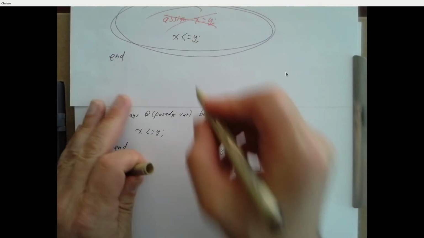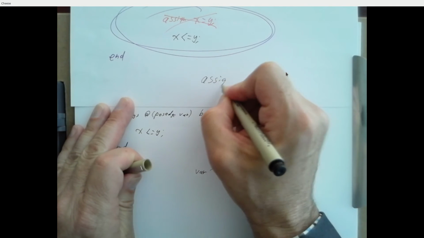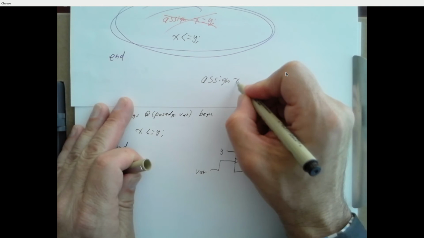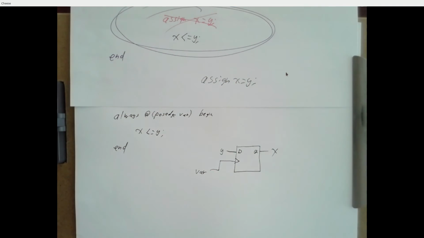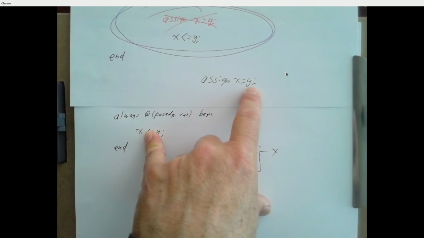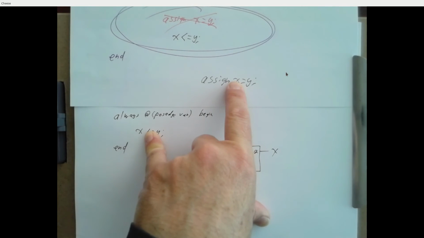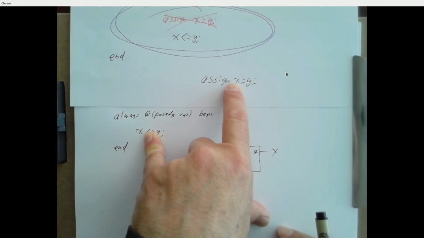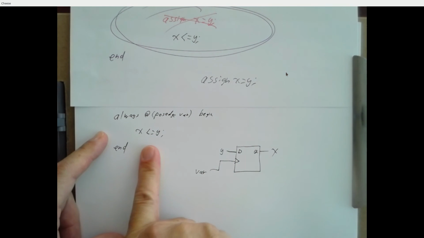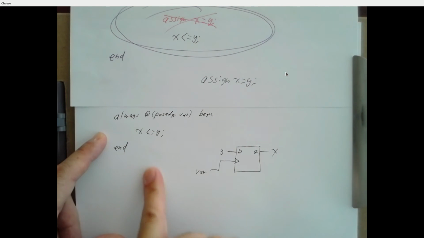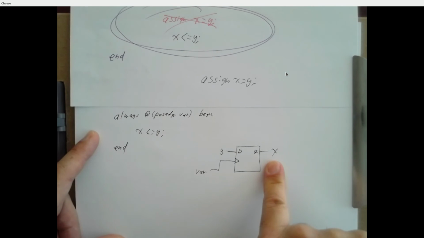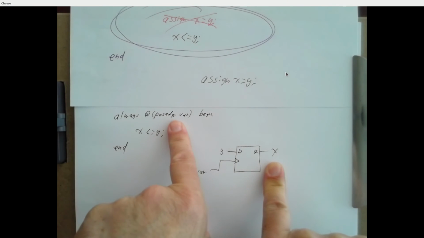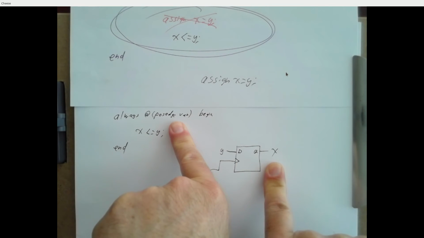And this is fundamentally different from this. If I just have a module that says assign X equals Y, anytime Y changes, X is going to change to the same value. With this, that's not the case. Y can change 1,000 times and X is never going to change until the positive edge of this variable occurs.